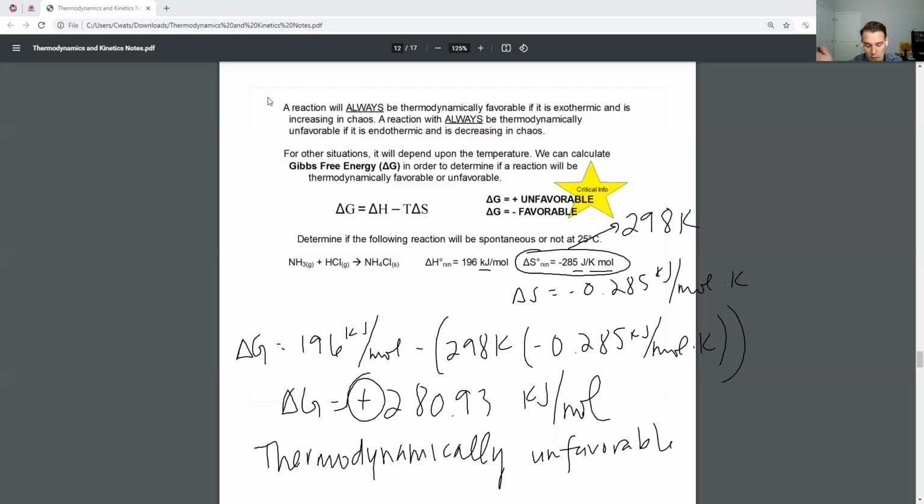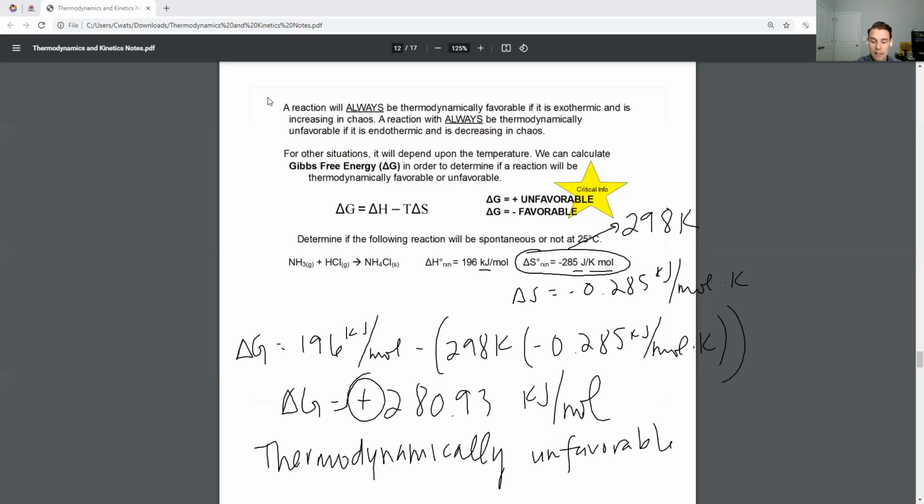That's it. So you can see this in many different combinations. I know delta G, I know delta S, determine the delta H. I know delta H, I know delta G, determine the delta S. I know delta G, delta H, and delta S, determine the temperature. So, any kind of algebra problem that you could possibly see.